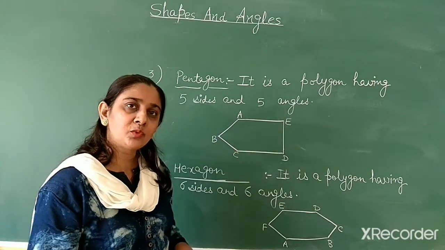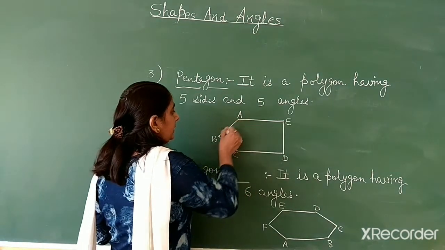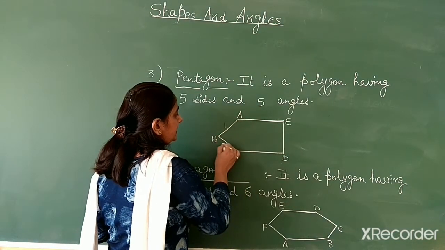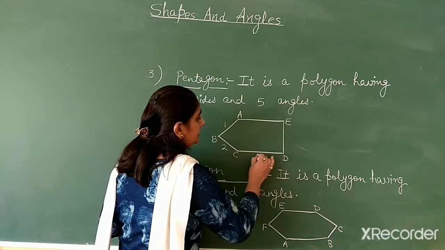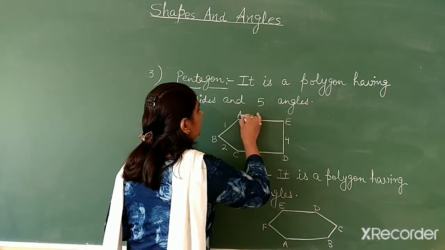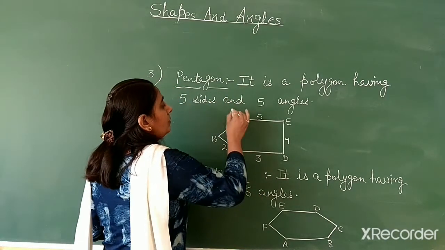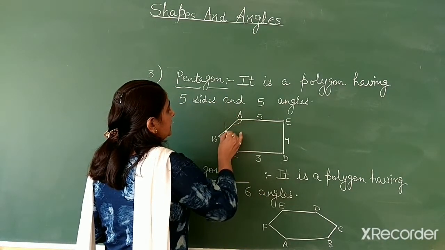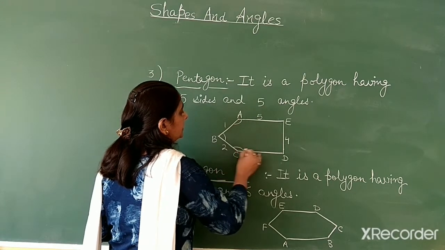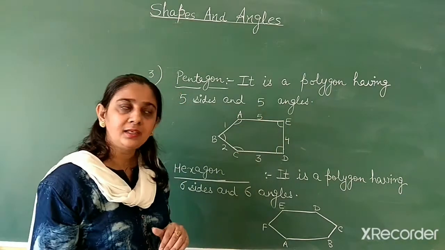Now here I have drawn a pentagon in front of you. In this pentagon, AB is the first side, BC is the second side, CD is the third side, DE is the fourth side, EA is the fifth side. Now we will mark 5 angles. This is first angle, this is second angle, this is third angle, this is fourth angle, this is fifth angle.